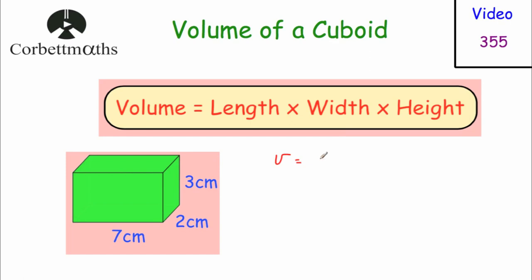So the volume is equal to the length, which I'm just going to call 7, multiply by the width, I'm going to call 2, and multiply by the height, that's 3, and 7 times 2 times 3 would be equal to 42. So our volume is 42 centimetres. Now it's volume, so we measure that in centimetres cubed. So the volume of this cuboid would be 42 centimetres cubed.